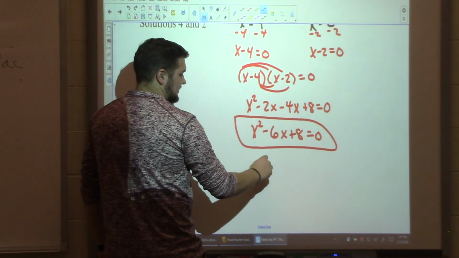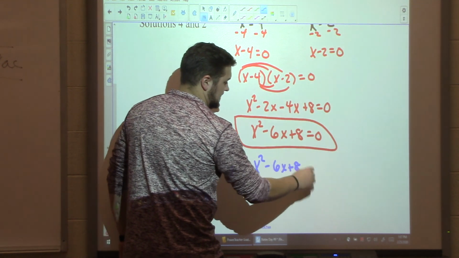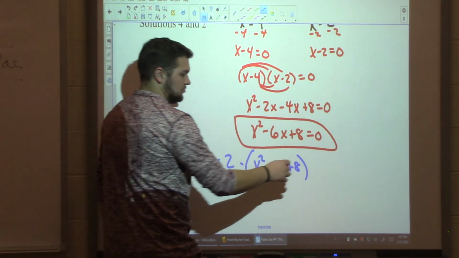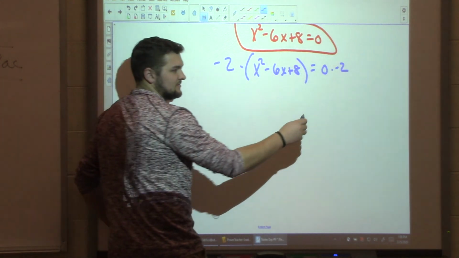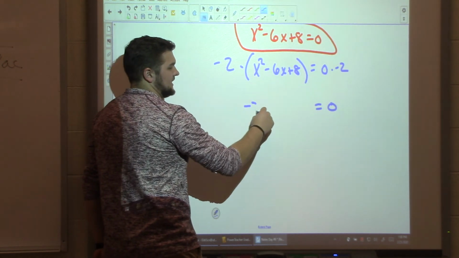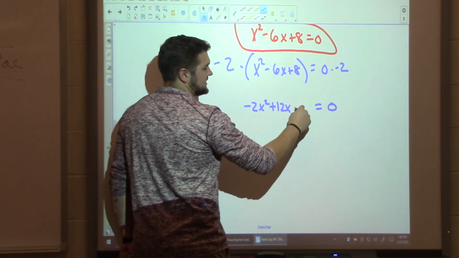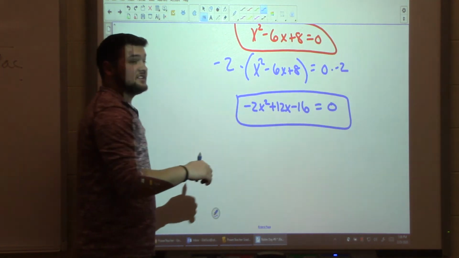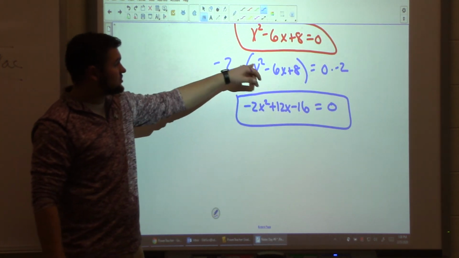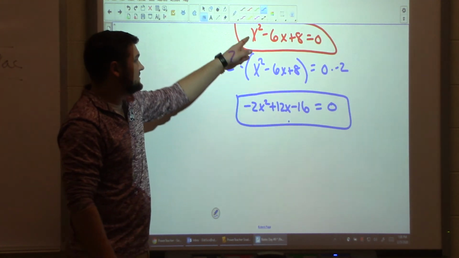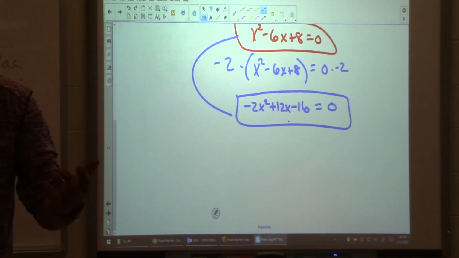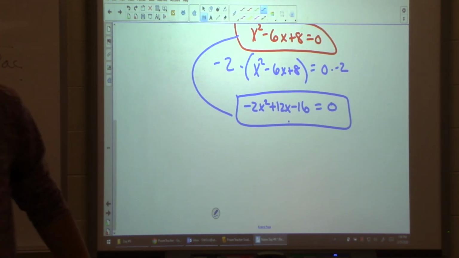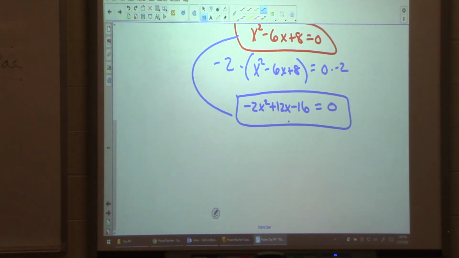Like I could go x squared minus 6x plus 8. I can multiply by negative 2. But if I do it to one, I've got to do it to the other. 0 times anything is always 0, so that doesn't change. But this becomes negative 2x squared plus 12x minus 16. When I distribute that negative 2, this equation will give me the exact same solutions as the first one. All I do is change the numbers up front and multiply. So you can get more than one answer by multiplying by a coefficient. Does it have to be a negative? Does not. It can be any number you want.